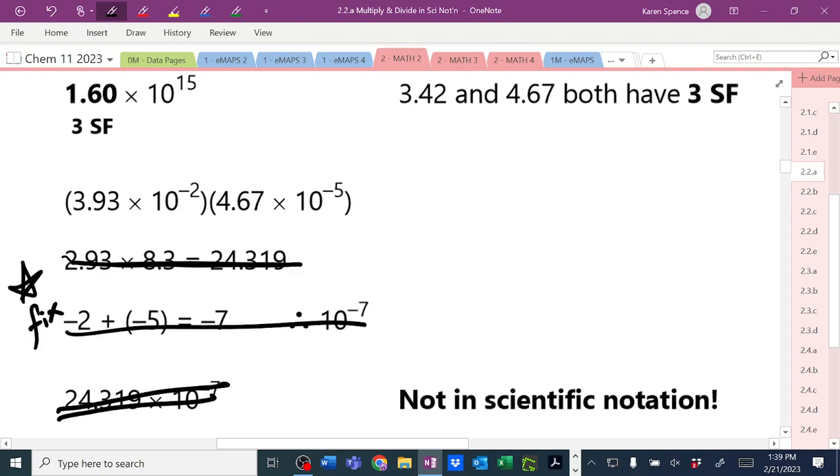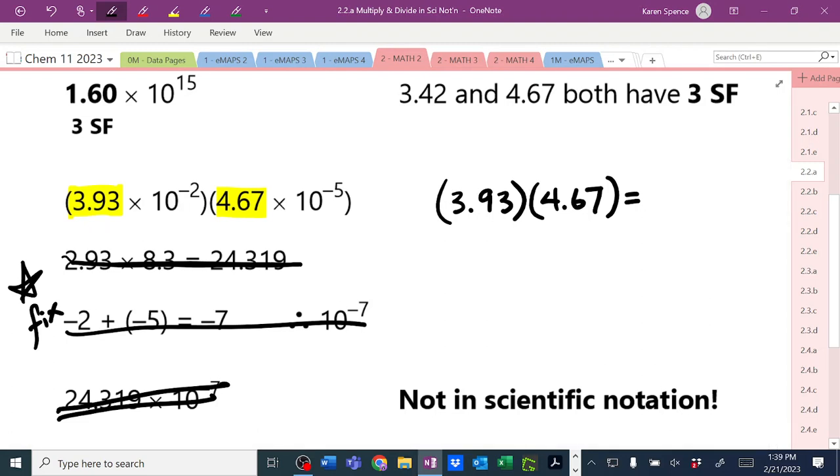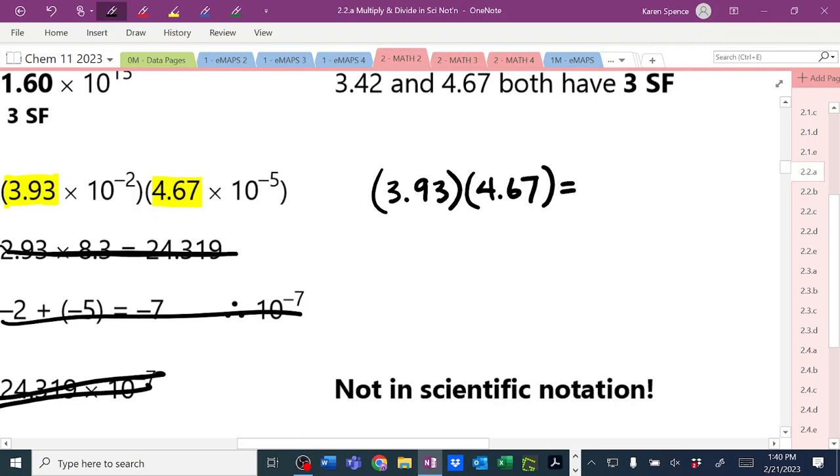Okay, so we're going to take our coefficients, the 3.93 and the 4.67, and we're going to multiply them together. 3.93 times 4.67 equals, and we get 18.3531.